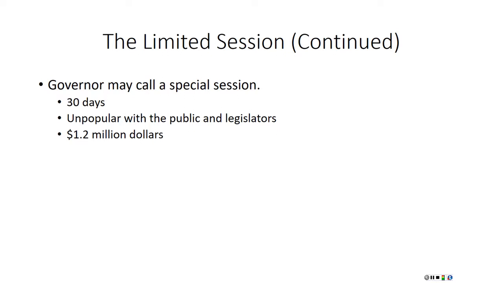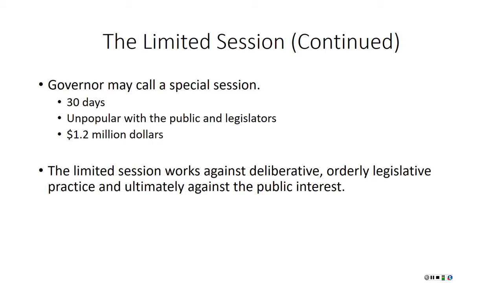The last thing I want to say, this limited 140-day session works against deliberative, orderly legislative practice. Ultimately, it works against the public interest. What I mean by this is that, do you believe that most work gets done at the beginning, the middle, or the end of the session? As humans, do we tend to procrastinate? Yes, we do. So most of the work is going to get done at the end.